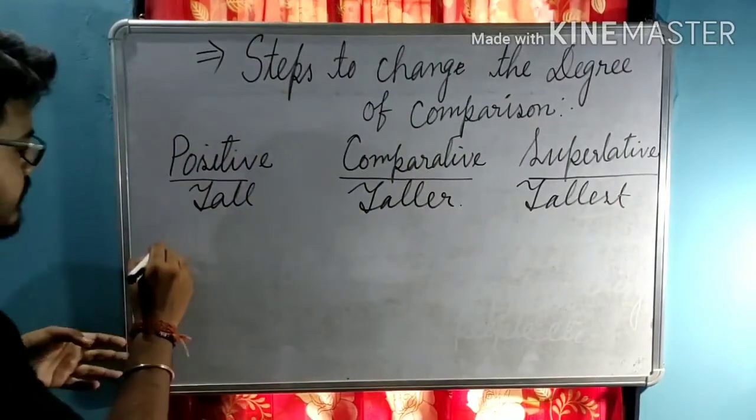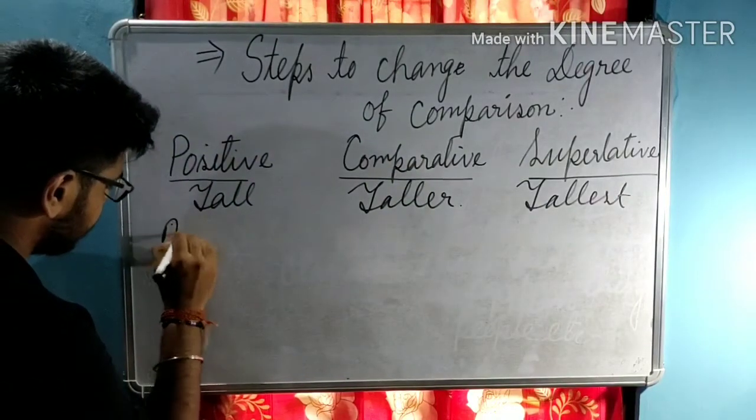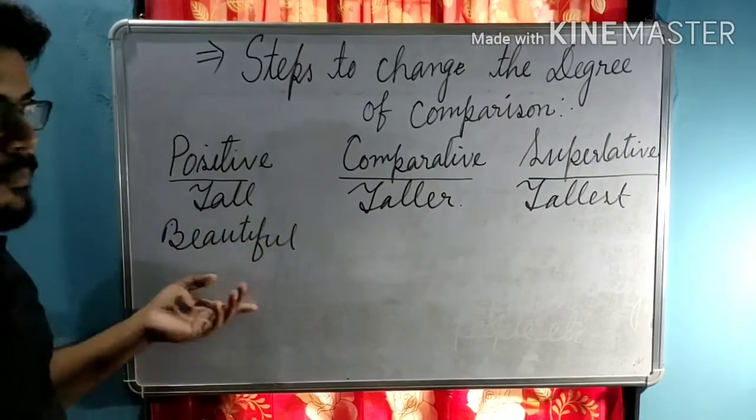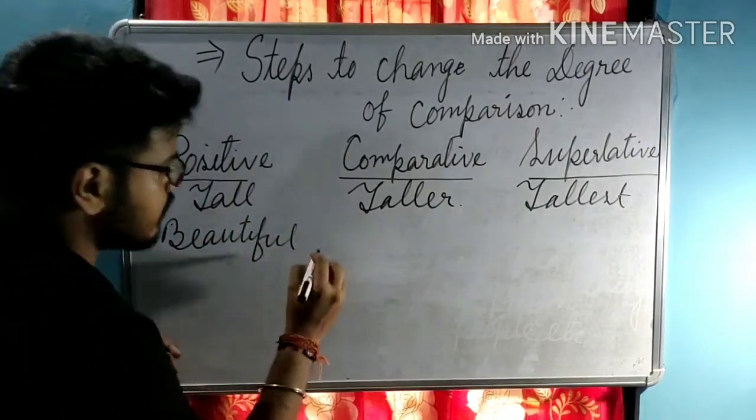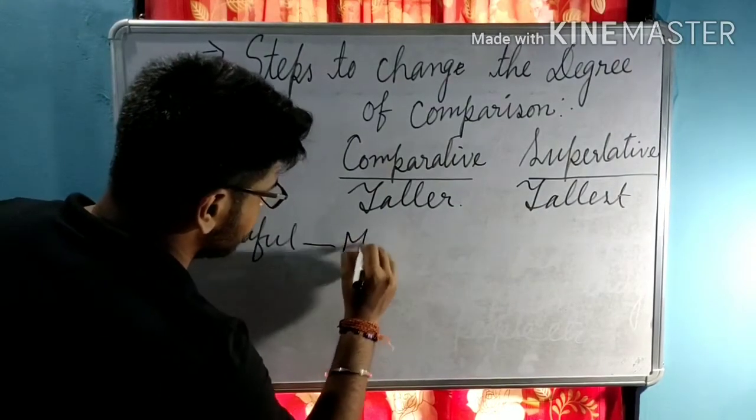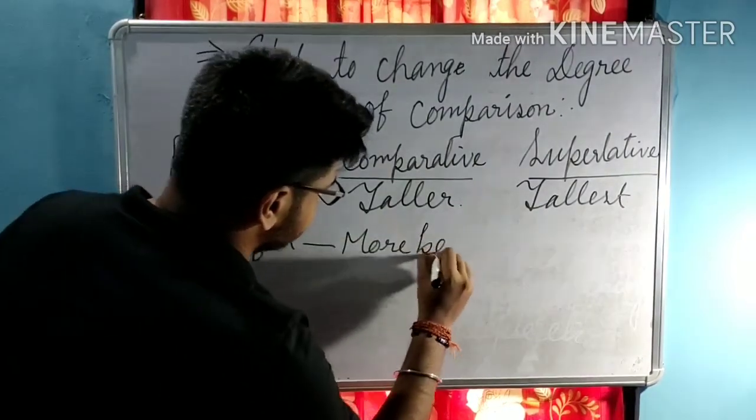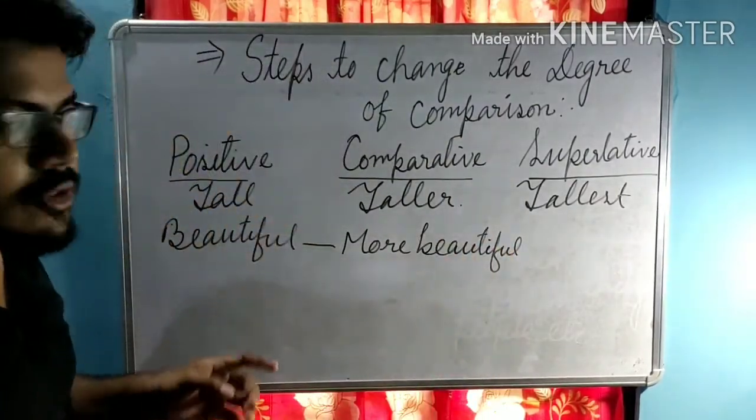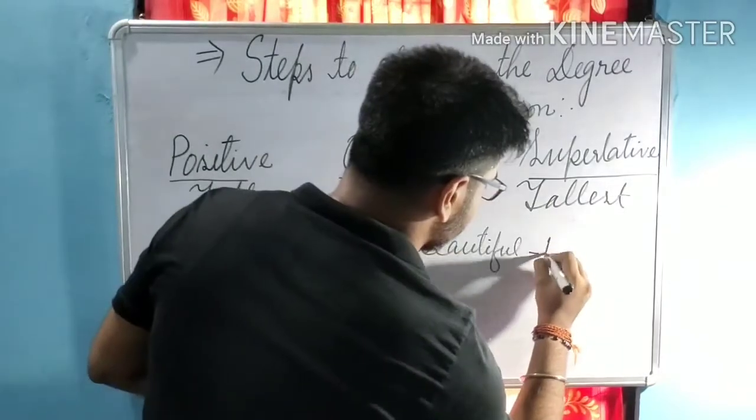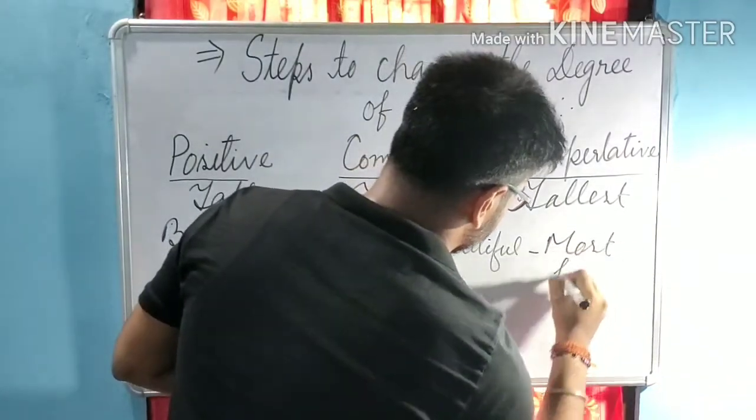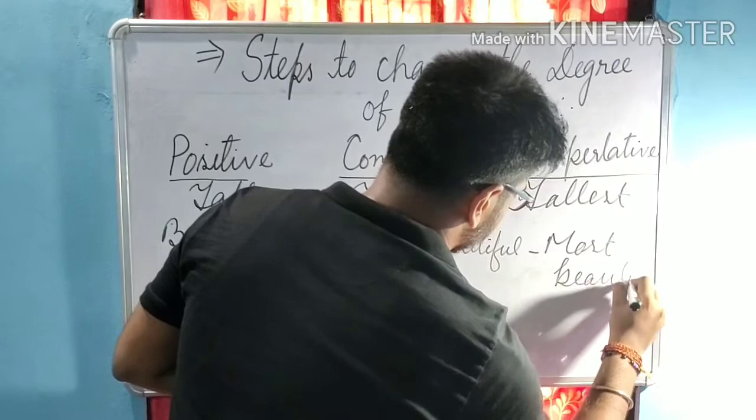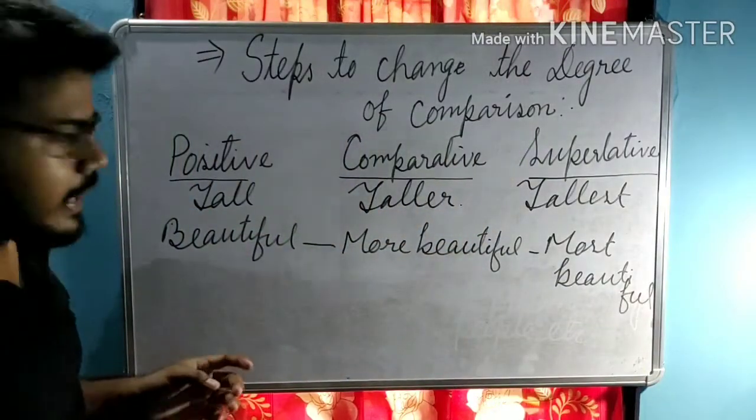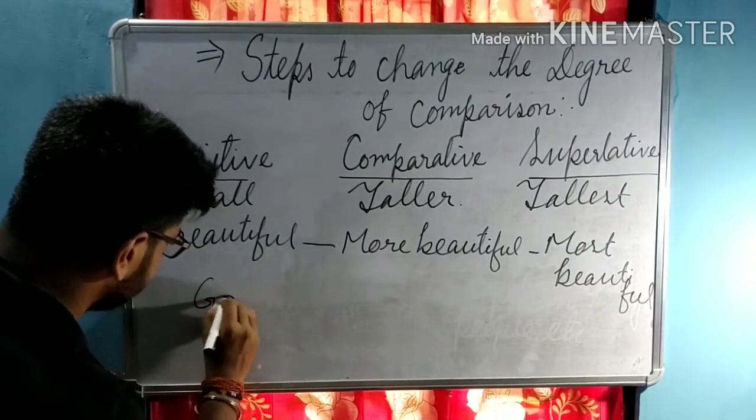Like that, another example: beautiful. So this is the positive degree, beautiful. What is the comparative degree? More beautiful. And what is the superlative degree? Most beautiful. Then another example: good.